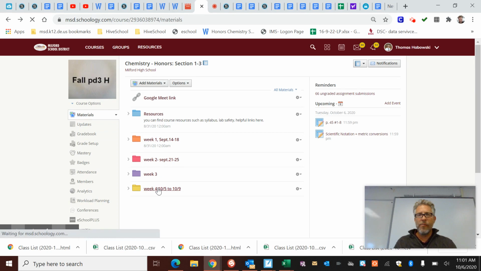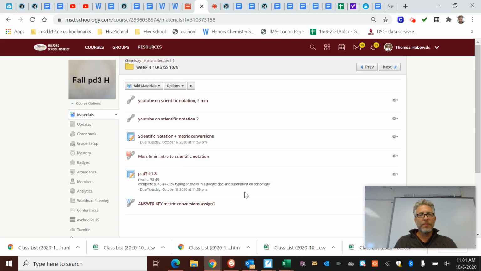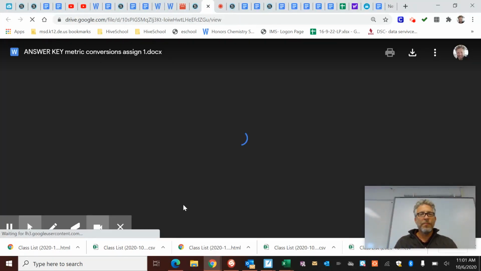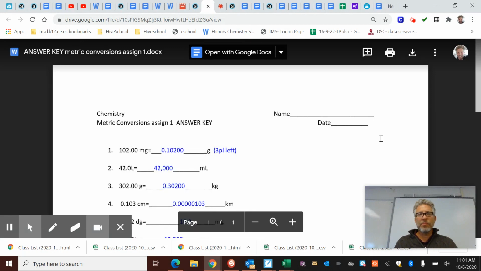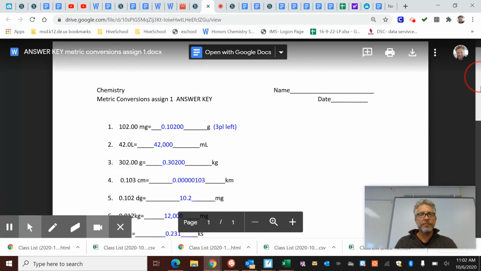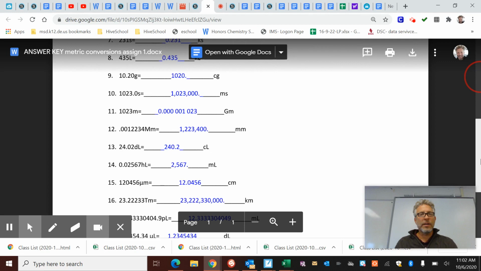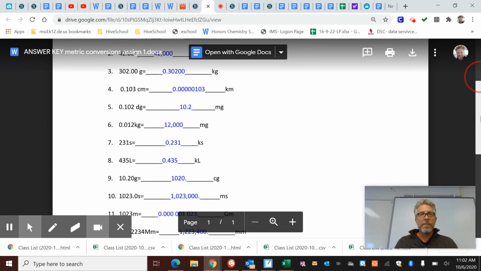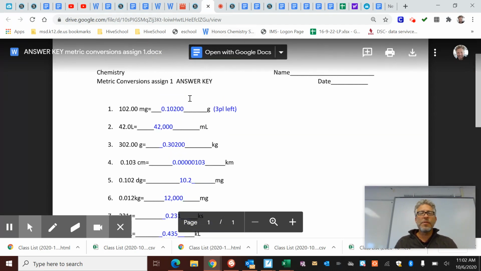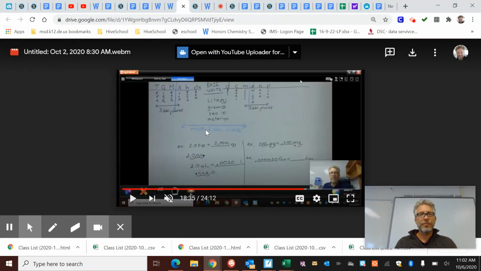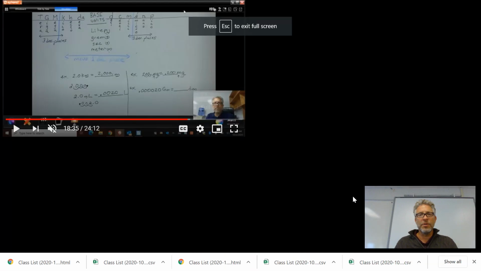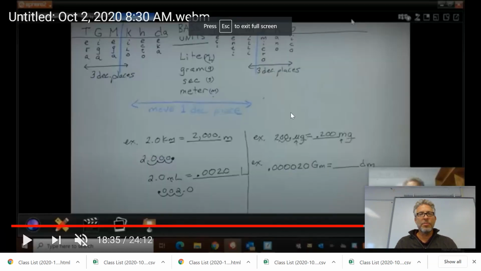Here we are under week 4: Answer key for metric conversions assignment 1. So if you open this up, you can see down through here all the correct answers I've provided. And remember, this is based on the notes that we took. And here's a screenshot of those notes. You can still go back and watch. They're posted, this was from Friday's notes.